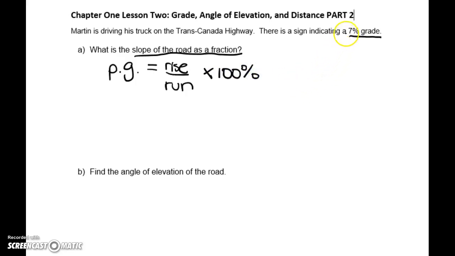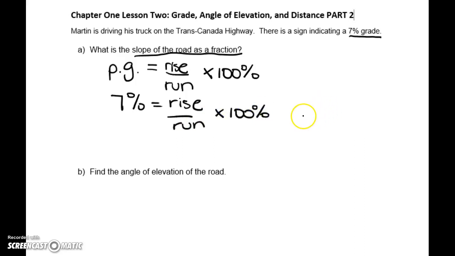From there, we can fill in what we know. We know the percent grade was 7%, so let's fill that in for PG. So you have 7% is equal to your rise over your run, times 100%. From here, we want to isolate this rise over run, because if you remember from your previous lessons, rise over run is your slope. So finding your rise over run means you're finding the slope, which would be answering this question.